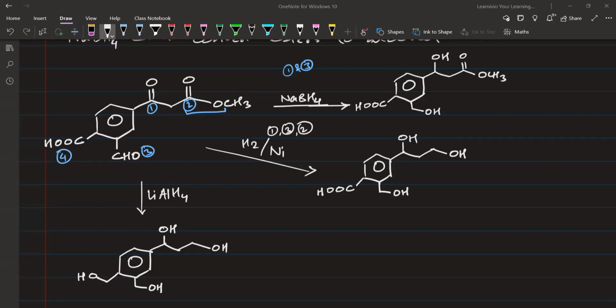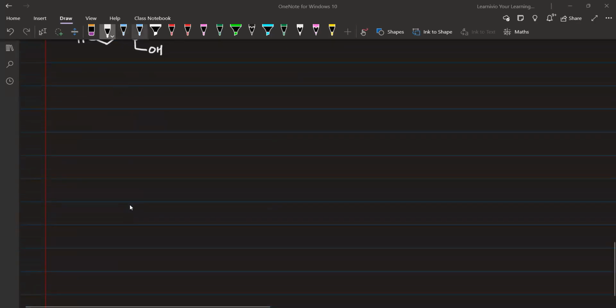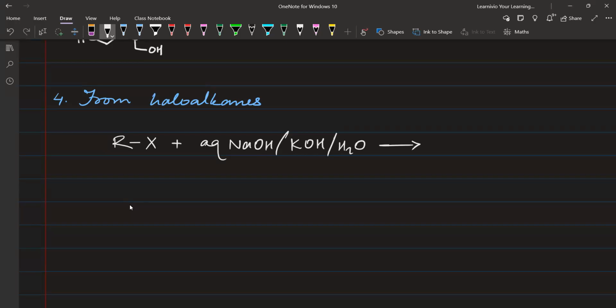Done. ठीक. Right, the fourth one. Haloalkanes. From haloalkanes. Now we have seen this reaction in the haloalkane chapter. If you have some haloalkane like this, and you react this with aqueous NaOH or KOH, or add water to it, all of these reagents are going to give you alcohol.